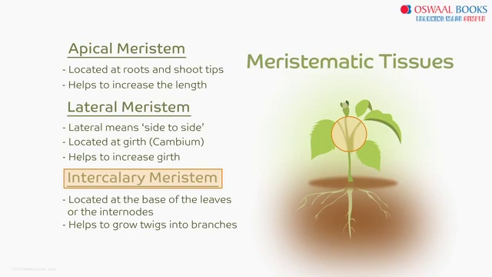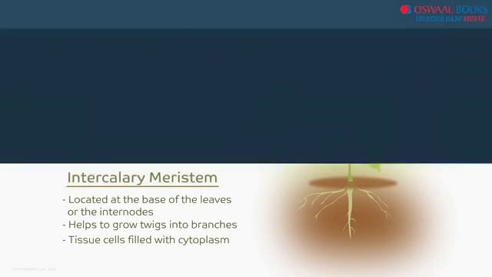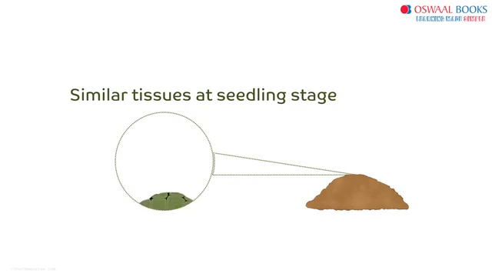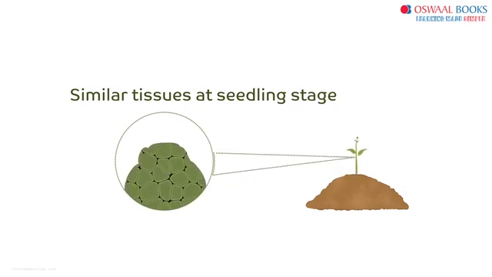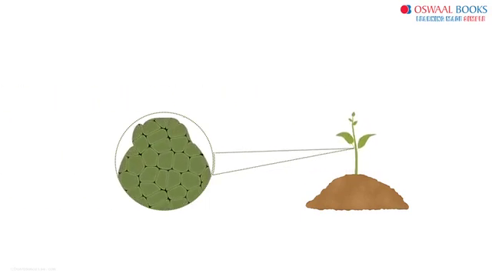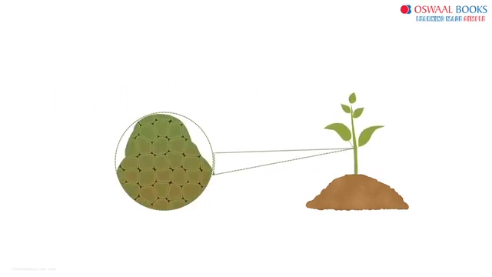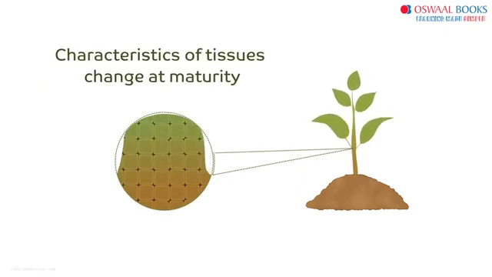As these tissues are very active, the cells in these tissues are filled with cytoplasm. They require a lot of energy and nutrition to carry out the various functions of the tissues. But do you know something interesting? At the initial stages, these tissues are not differentiated into any specific types. Once they divide and mature after completing the growth of the plant, their characteristics change.